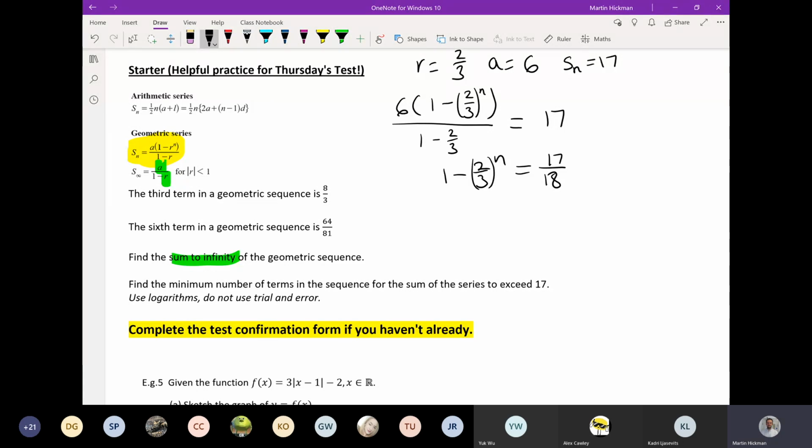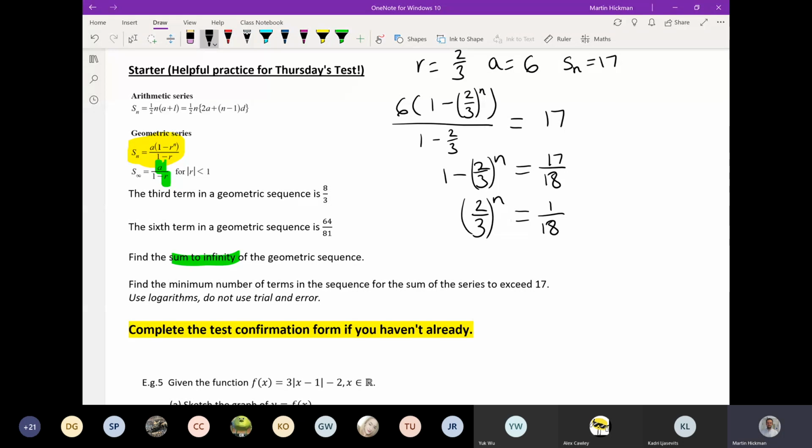From there, we're going to take 1 away and divide by -1. So take 1 away, divide by -1, and we get 2/3 to the power of n equals 1/18.